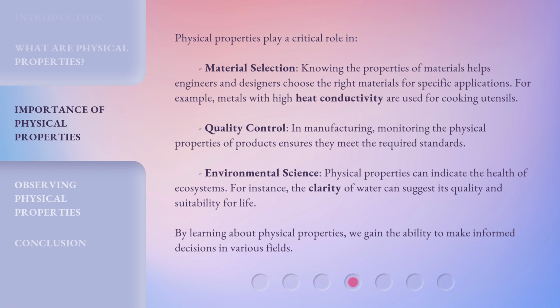Quality control. In manufacturing, monitoring the physical properties of products ensures they meet the required standards. Environmental science. Physical properties can indicate the health of ecosystems. For instance, the clarity of water can suggest its quality and suitability for life. By learning about physical properties, we gain the ability to make informed decisions in various fields.